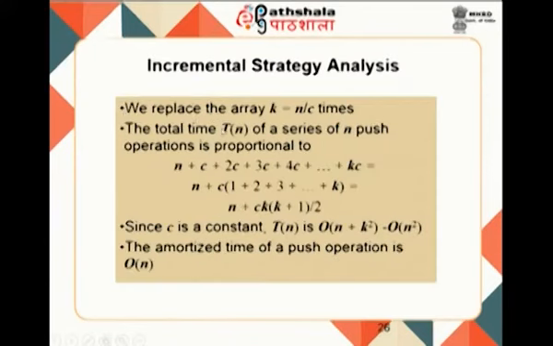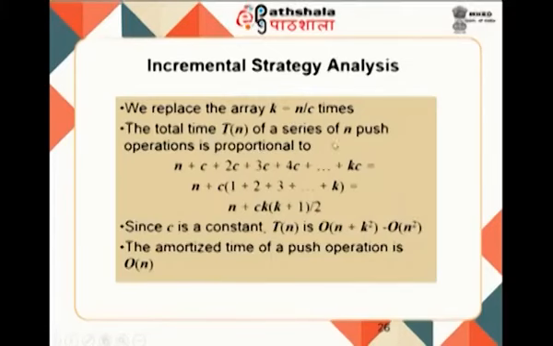So, what we will do is we will replace the array k equal to n by c times. So, the total time T(n) of a series of n push operations is proportional to n plus c plus 2c plus 3c plus 4c plus kc, that is equal to nc. Remember our analysis of algorithms which we did a little bit. So, n is equal to c k into k plus 1 by 2. Since c is a constant, T(n) is of the order of n plus k square, that is approximately n square. So, the amortized time of a push operation is of the order of n. So, this is how you do it if you have an incremental strategy.